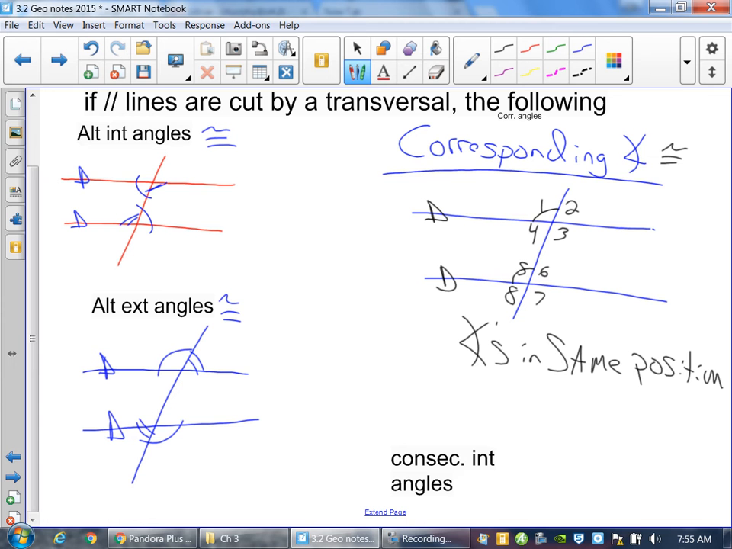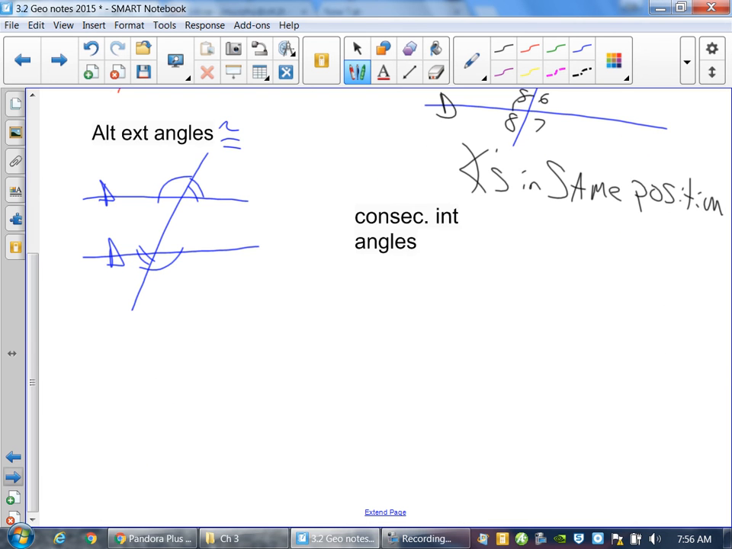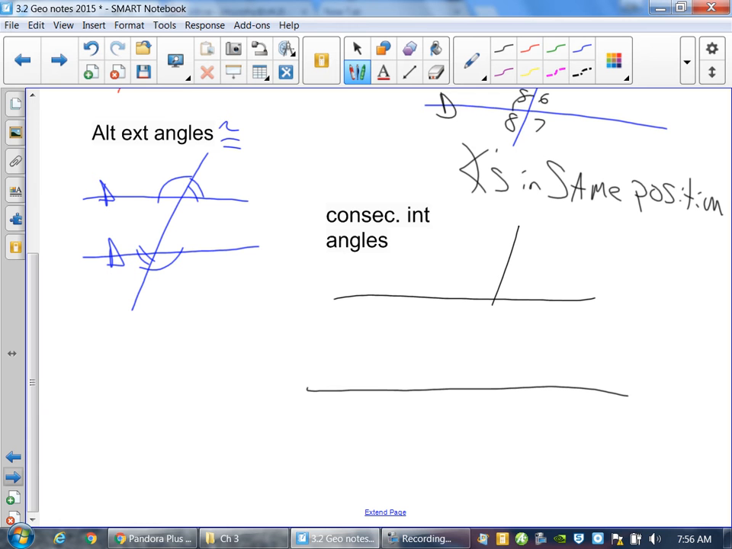And then the last one is what we call consecutive interior. Consecutive interior, where do you think those are? Inside. Consecutive interior angles are the ones that are on the inside, on the same side. They are not congruent, but what are they?